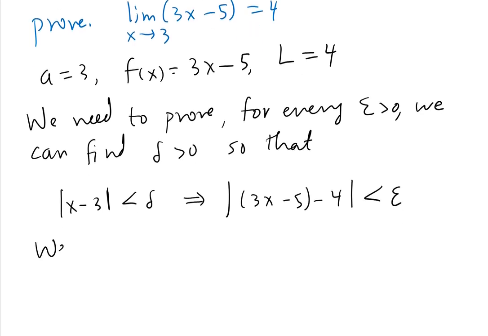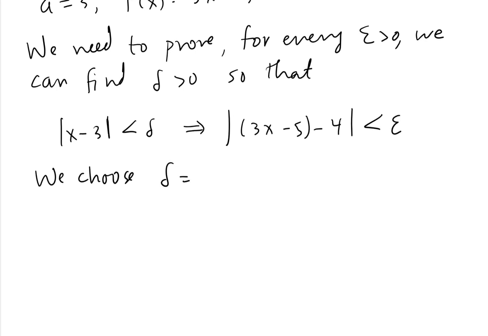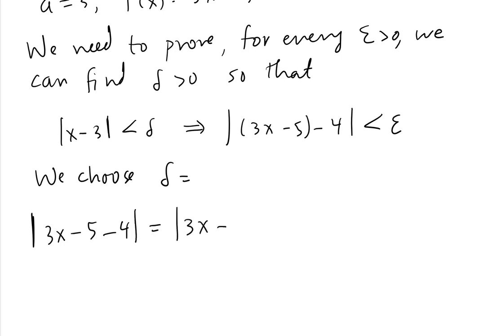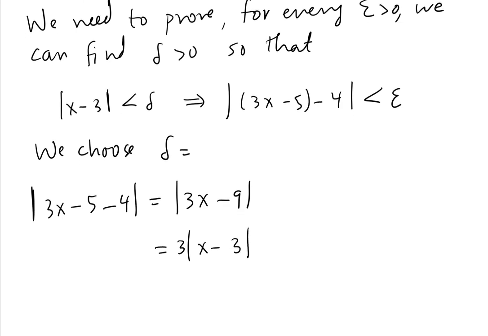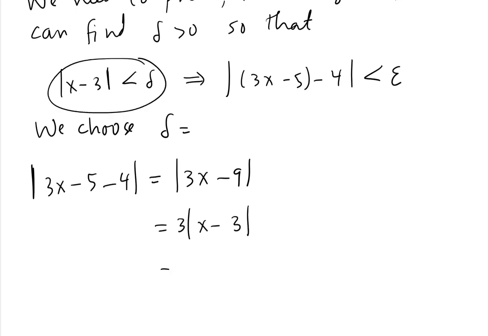Again, same process. We choose delta equals something in terms of epsilon, which we'll come back to in a minute, and start with that big parentheses, absolute value, 3x minus 5 minus 4 equals 3x minus 9. Factor a 3 out. But the absolute value of x minus 3 is less than delta. But what is delta? Delta should be epsilon over 3. So you put epsilon over 3 there, and that would give us what we need.